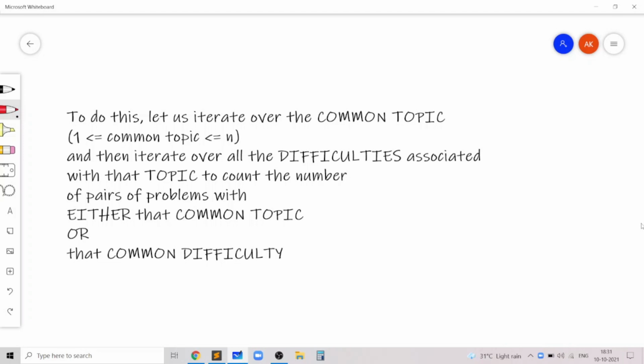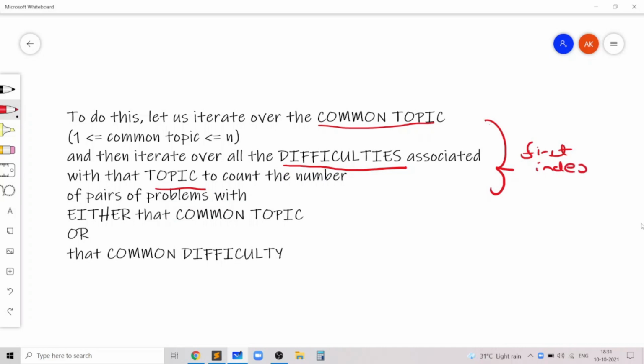So basically, we are iterating over one of these three indices, and we are fixing that index to be the common topic and the common difficulty. So notice that once we choose the topic and once we choose the difficulty, we get the exact value of that triple because all the triples are distinct. That's given in the problem statement, and hence this is our first index.